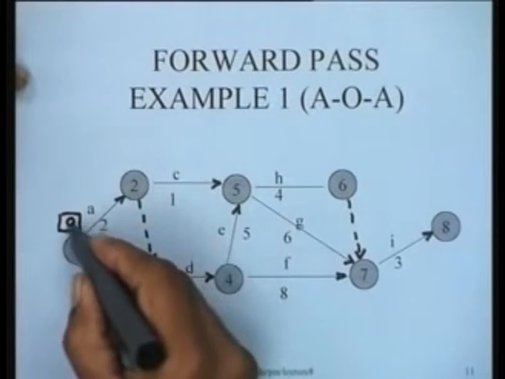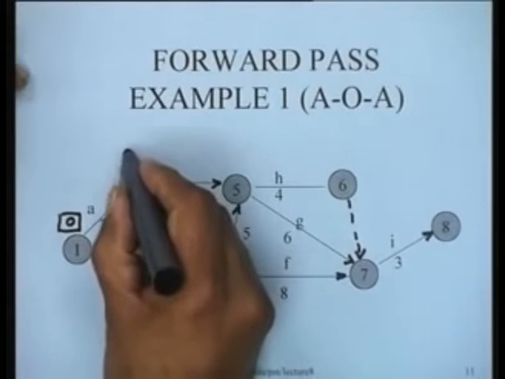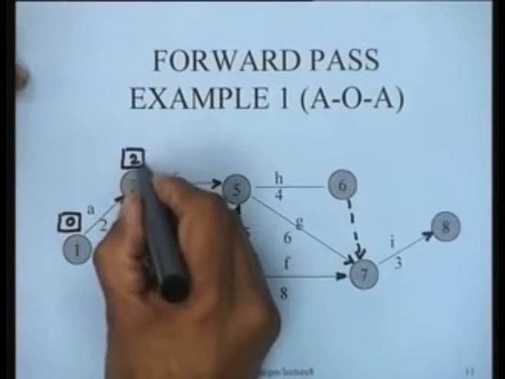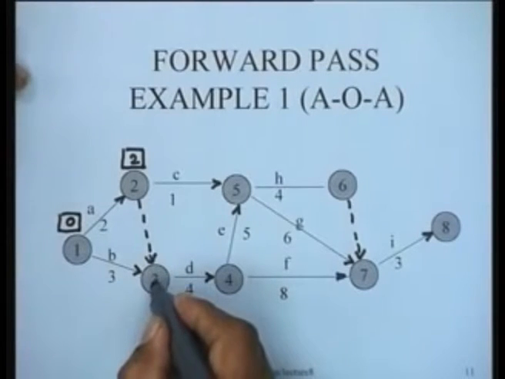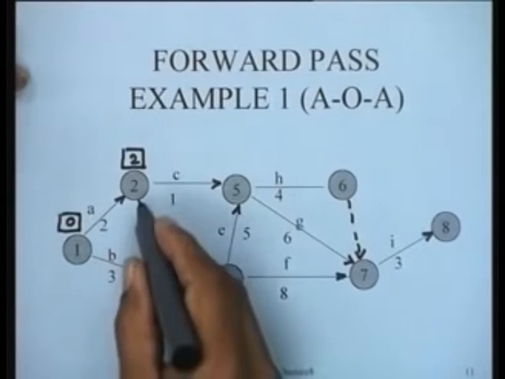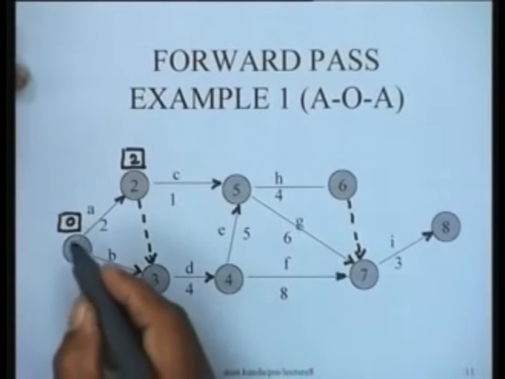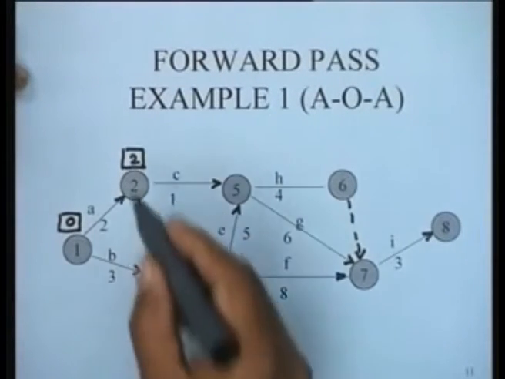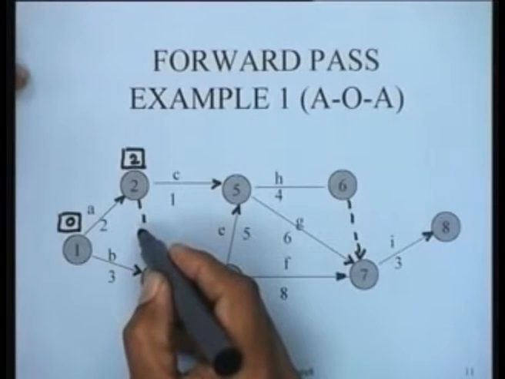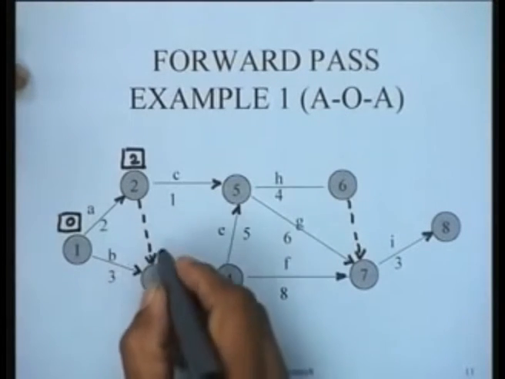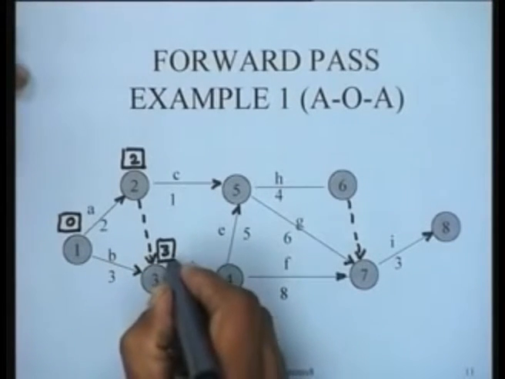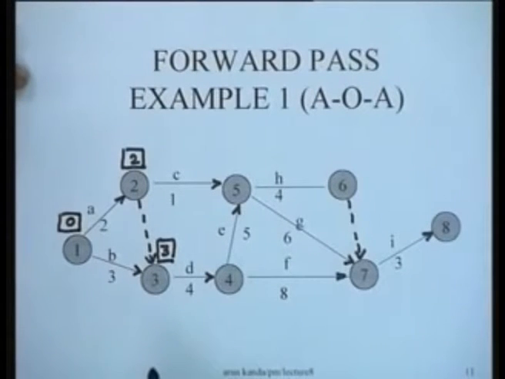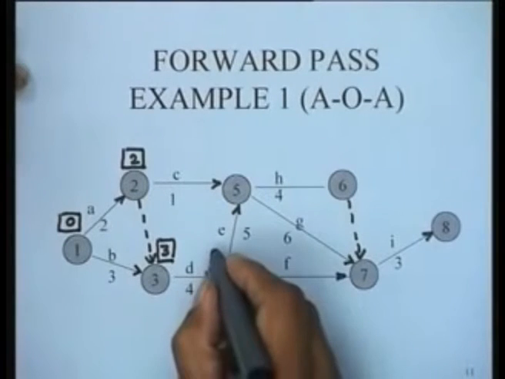Then we would simply say 0 plus 2 is 2, so we give an earliest occurrence time to node 2 of 2. Then we would come to node 3. Now node 3 has 2 predecessors, so we have to take the maximum of 0 plus 3, which is 3, and 2 plus 0, because the dummy takes 0 time. So the larger of the two is 3. So we find out the earliest occurrence time of node 3 in this manner. Then we come to node 4, 3 plus 4 is 7.